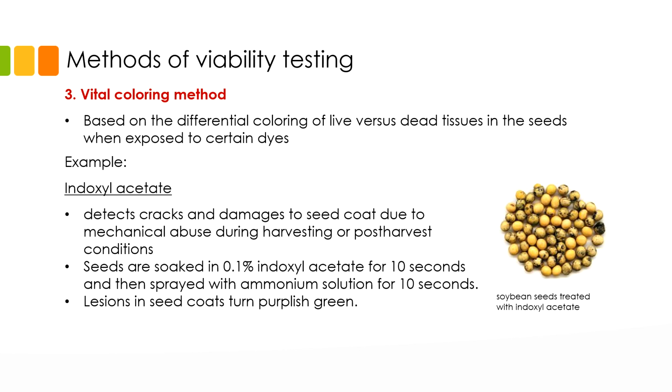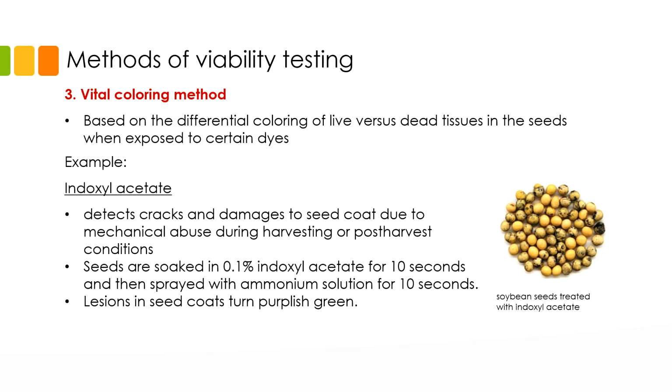One example is the use of indoxyl acetate. This dye is particularly useful for detecting cracks and damage to the seed coat that may result from mechanical stress during harvesting or post-harvest handling. In practice, seeds are soaked in 0.1% indoxyl acetate solution for about 10 seconds and then sprayed with an ammonium solution for another 10 seconds. Lesions or damaged areas of the seed coat react to the treatment and turn a purplish-green color, making the extent of mechanical injury clearly visible.